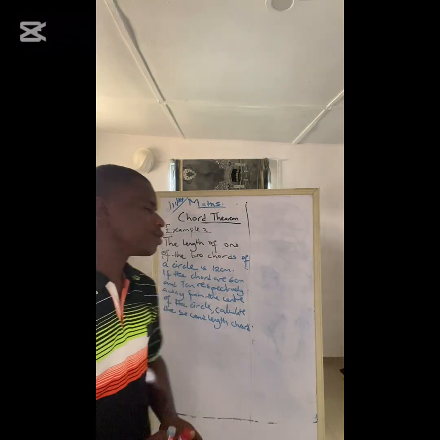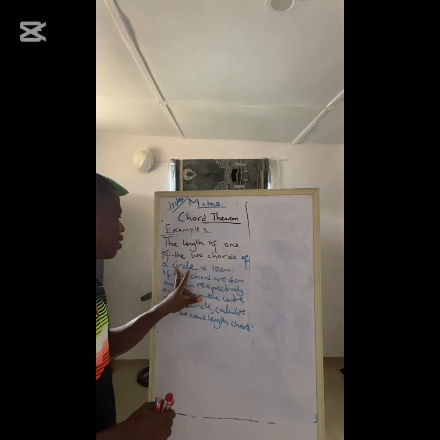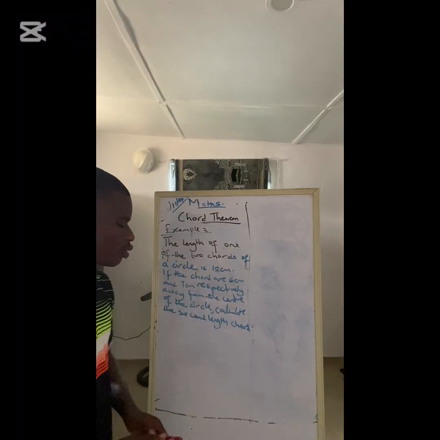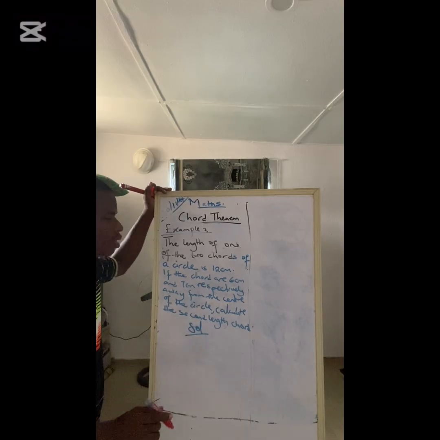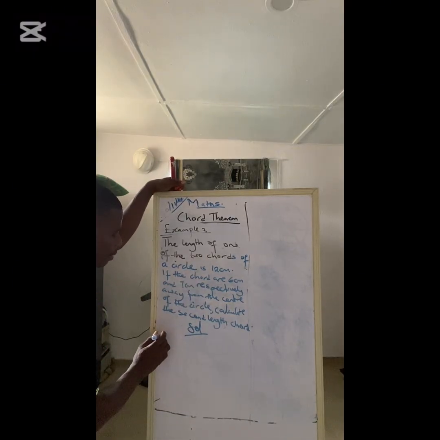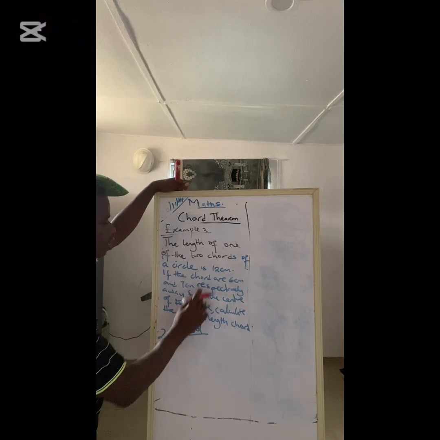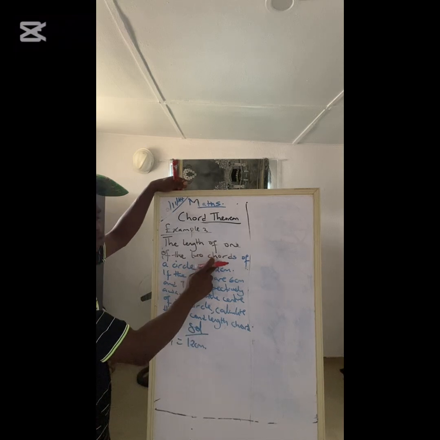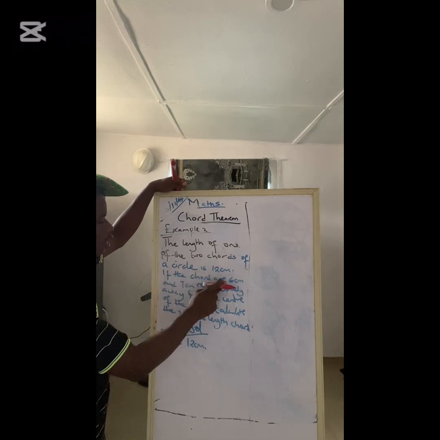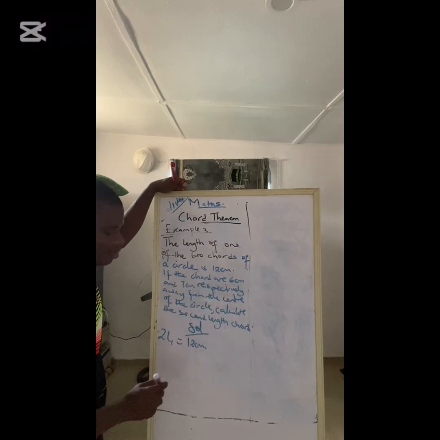Very easy to solve. The length of one of the two chords of a circle is 12 centimeters. So if you have to solve this one now, meaning that they are having two chords, the length of one of the two chords, that means let's say the total length 2L1 is 12 centimeters, because they say of the two chords. If the chords are 6 centimeters and 7 centimeters respectively, so the distance, we have D1.